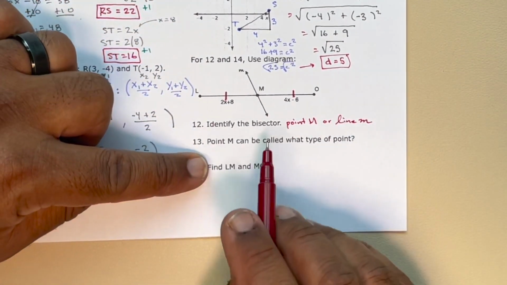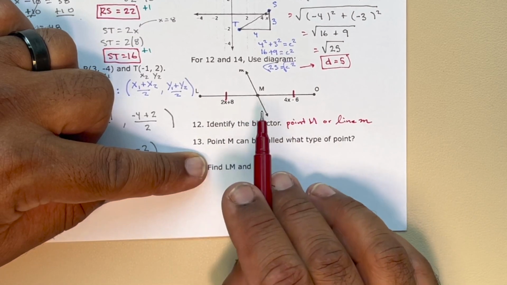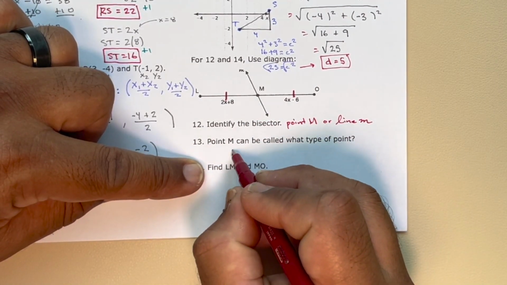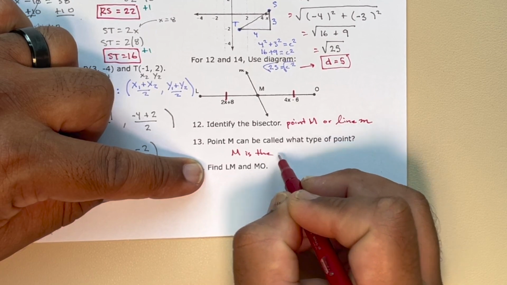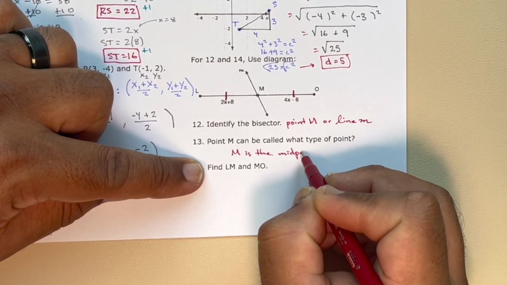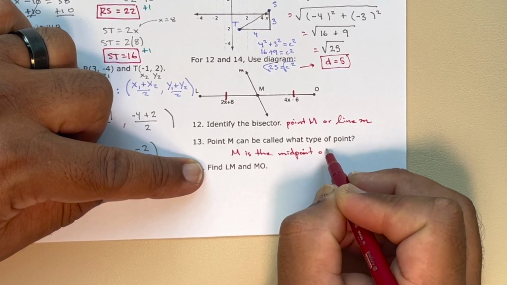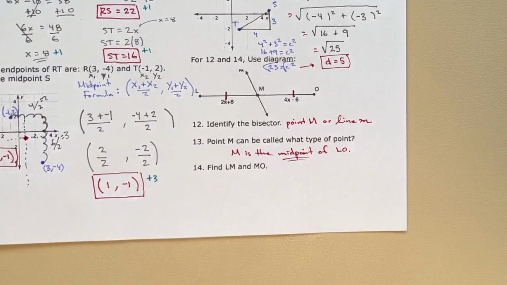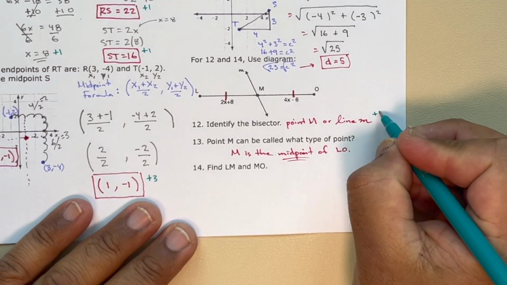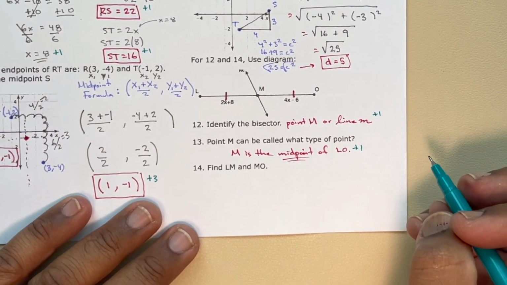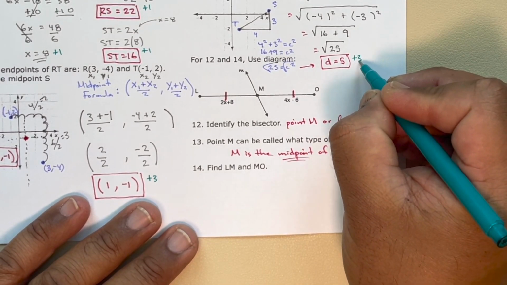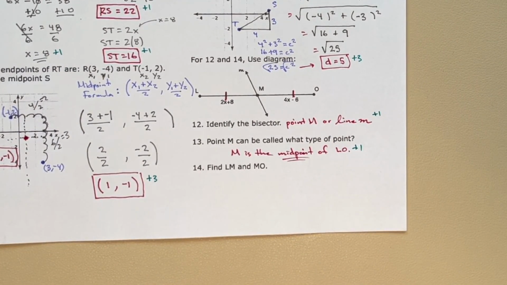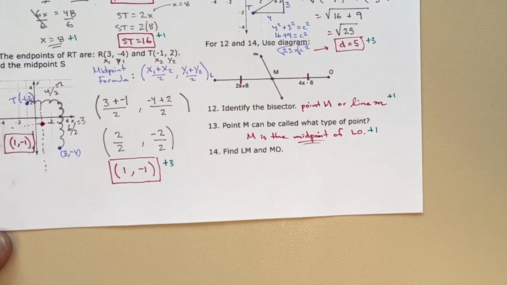I guess I just shared it, but if point M is in the middle of these two, M is the midpoint of LO. So I'm looking for midpoint. If you got those right, that's 1 point apiece. And then I forgot to write this above, but this one would be worth 3. Last part is finding LM and MO.